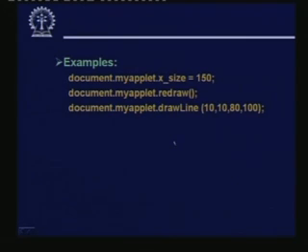Just some examples. Suppose within the applet x_size was a public variable, I can set that variable to 150 like this. Redraw, if it is a method, I can invoke the method. I can invoke a method drawLine with some parameter values which I can pass like this: 10, 10, 80, 100. So, in this way any method, any attribute pertaining to the applet can be invoked from within the JavaScript code.